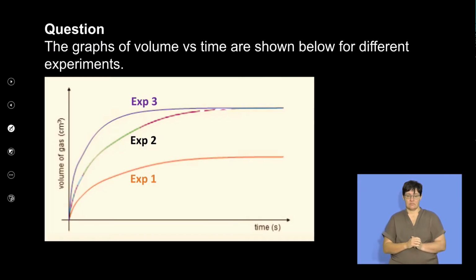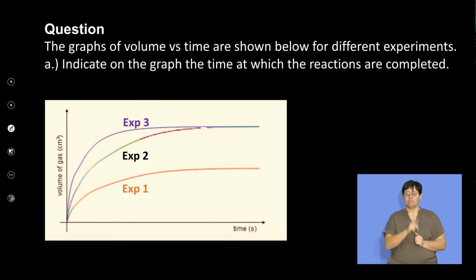Right, so the graphs will look like that. They've got 3 different experiments. Just remember, all these 3 experiments are a representation of zinc and hydrochloric acid that reacts. The first question here is, indicate on the graph the time at which the reactions are complete.